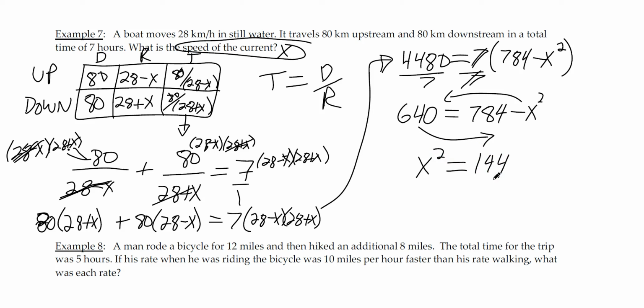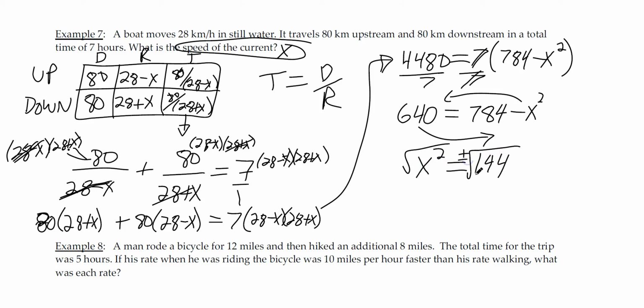144. Okay, by square root, normally I get positive and negative. So that'll be plus or minus 12. However, since we're talking about the speed of the current, we only get 12. And this is in kilometers per hour. Okay.